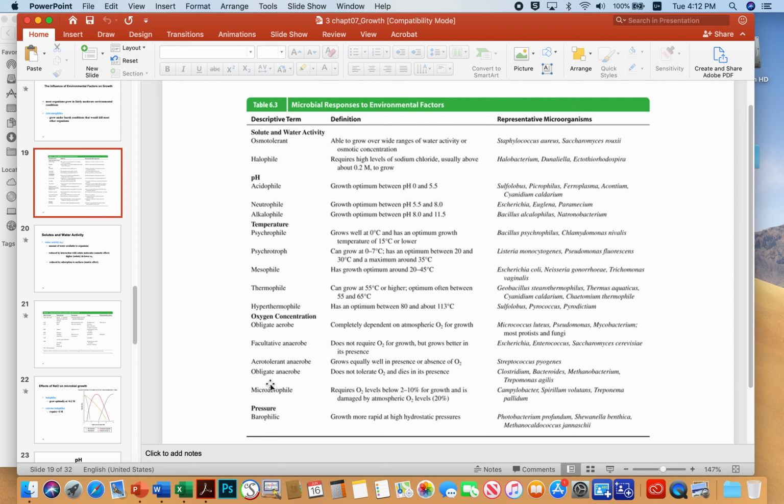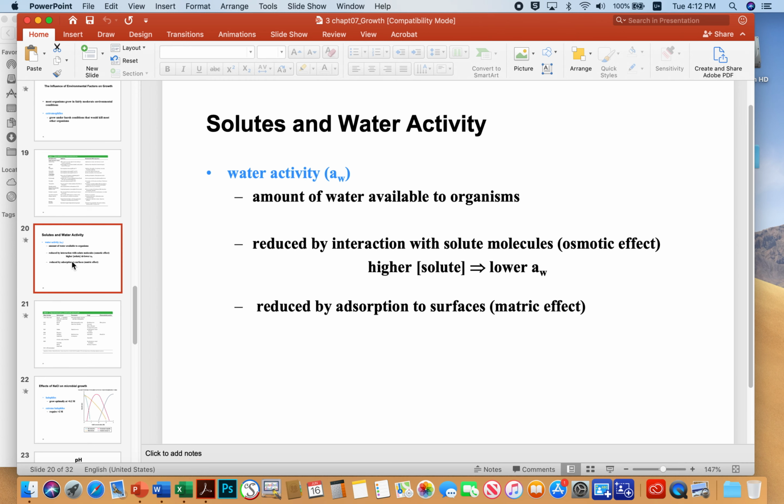Microaerophiles, small air loving. So these are microbes that grow in something less than the 20% atmospheric. Amazingly, many of the microbes in your mouth are microaerophiles that live just below your gum line. And then lastly are barophiles. So baro referring to pressure loving. So these are deep sea microbes, for example.